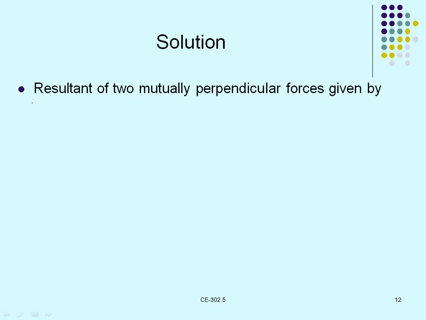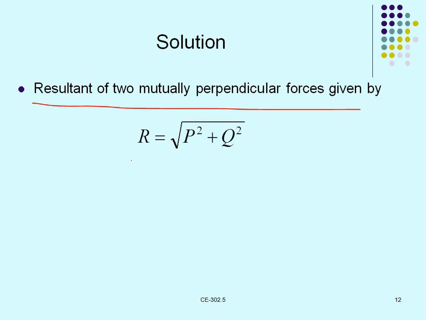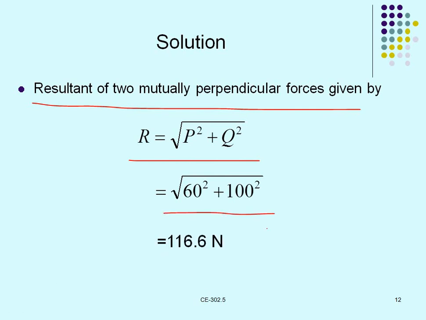Solution. The resultant of two mutually perpendicular forces is given by R is equal to root of P square plus Q square. If two forces are perpendicular to each other, in that case we take R is equal to root of P square plus Q square. So here, 60 square plus 100 square is equal to 116.6 newtons.